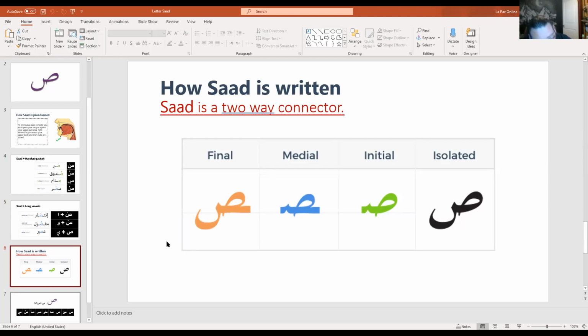The sad, when it's isolated, written by itself, or when it's at the beginning of the word, then it's linked from the left, or when it comes in the middle, so it's linked from both sides, or when it comes at the end, linked with another letter from the right.